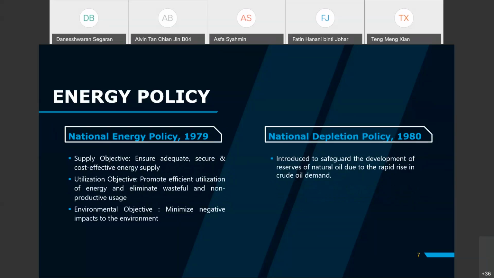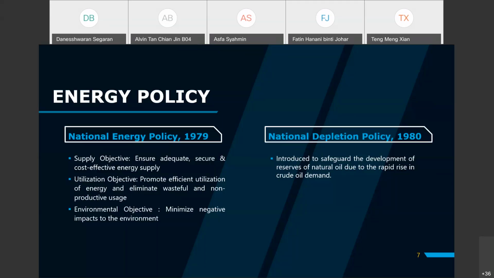The National Energy Policy 1979 has three types of objective. First is the supply objective, to ensure adequate, secure, and cost-effective energy supply. The utilization objective is to promote efficient utilization of energy and eliminate wasteful and non-productive usage. The environmental objective is to minimize the negative impacts on the environment.